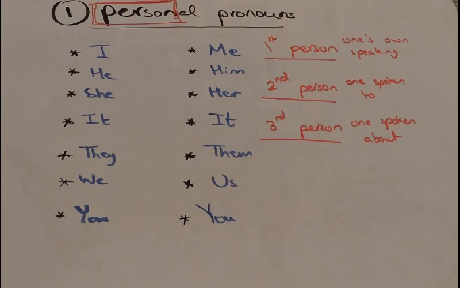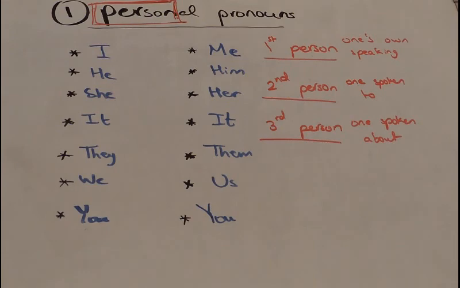For second person, two or more people are there. One is talking to another. So this other is the second person. I'm talking to you, so you are second person. Third person, one spoken about. The person might be there, might not be there. Anyway, it just means that I'm talking about him, her, etc.